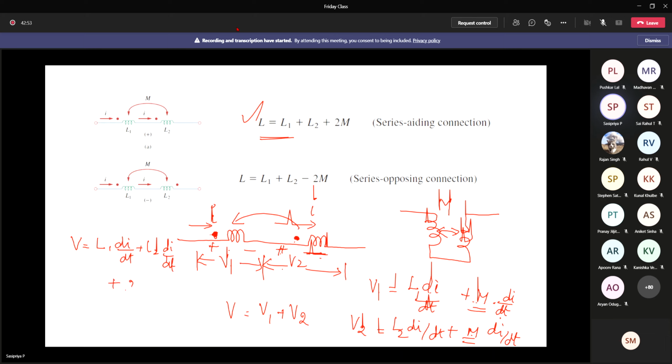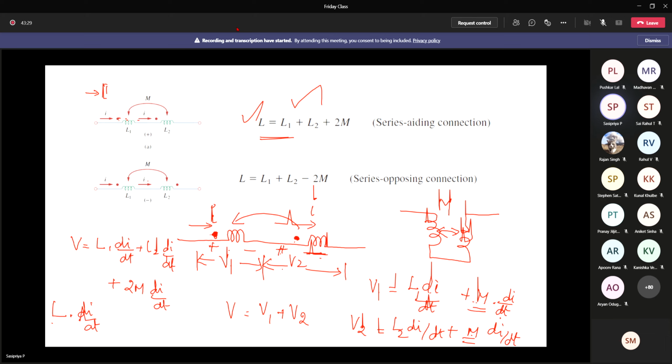Okay, plus 2 times M into di by dt. So now, if I consider my total current as I, then as usual, the total inductance L into di by dt. So now the total inductive effect of this series connected circuit is written as L into di by dt. This L can be written as L1 plus L2 plus 2M. So when you have a series aiding connection, that is when you have dots both this way.